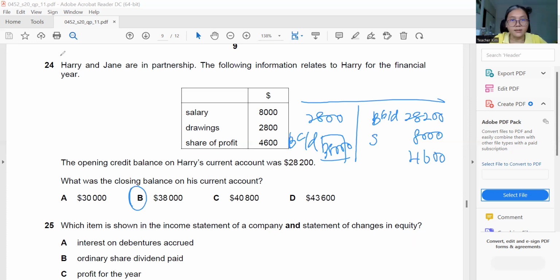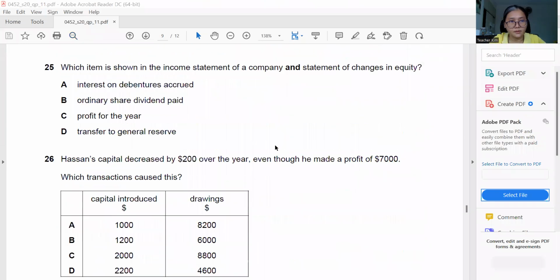Okay. Now let's move on. Question 25. Which item is shown in both the income statement of a company and the statement of changes in equity? So it must be both. Interest on debenture: debenture interest only appears in the income statement. Ordinary share dividend paid: this one only appears in the equity statement.